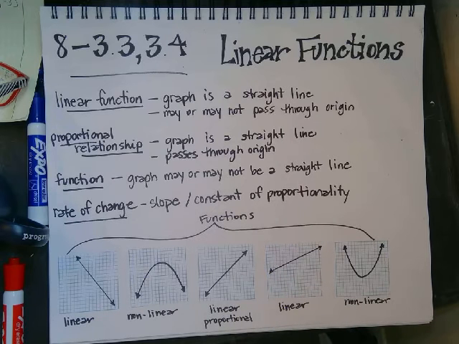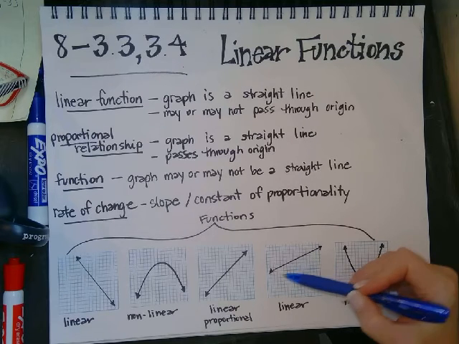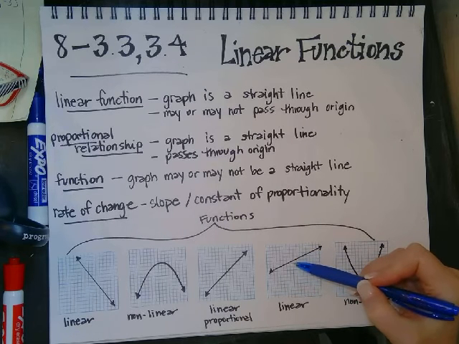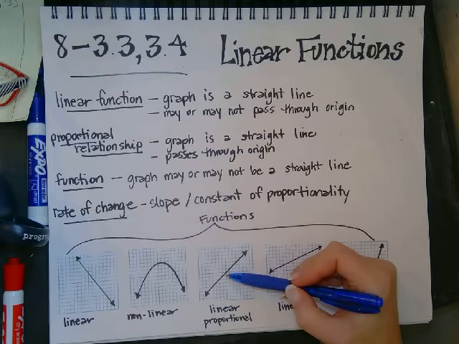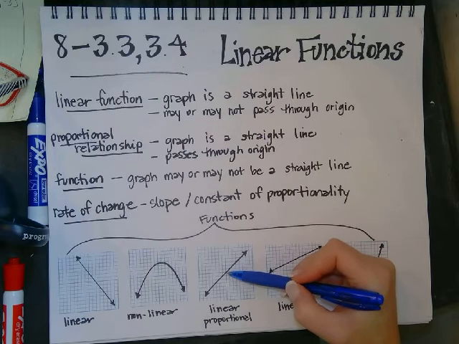Proportional relationship is a graph that is in a straight line, but it has to pass through the origin to be considered a proportional relationship. So where this one is a straight line, does not pass through zero, this one does pass through zero, it would be considered not only a linear function, but also a proportional relationship.